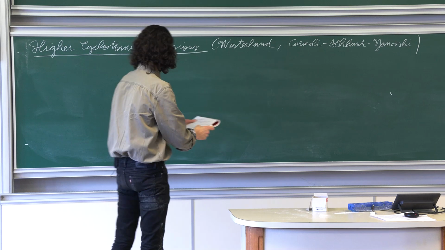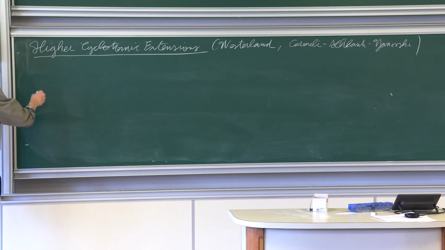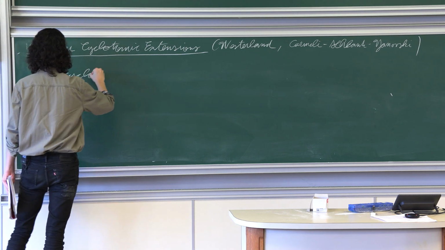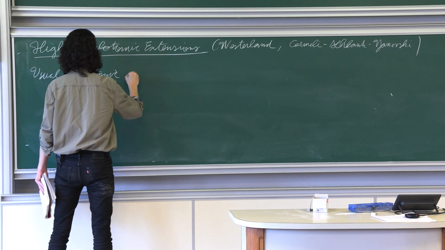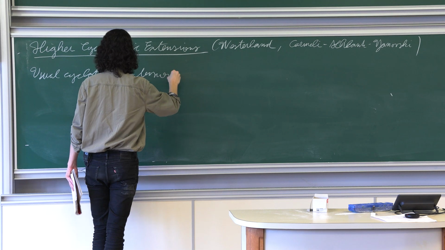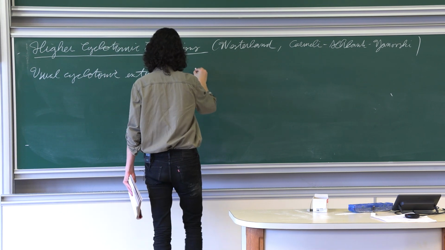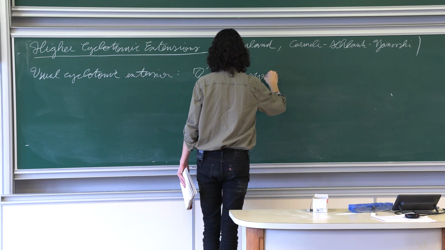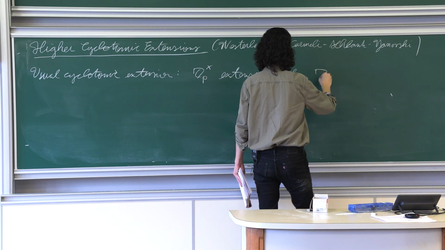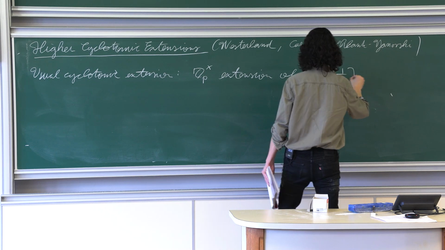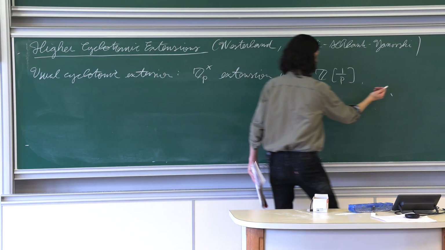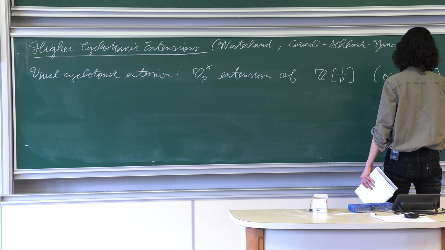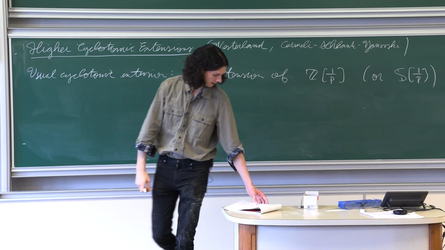So the usual cyclotomic extension is a Z_p cross Galois extension of, say, Z[1/p]. And it actually also works for S[1/p], but let me not focus on that.